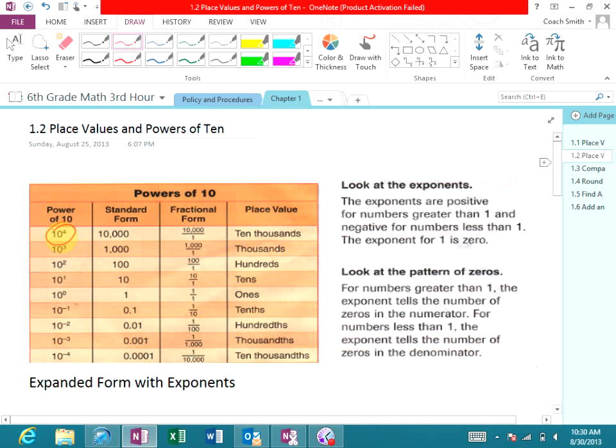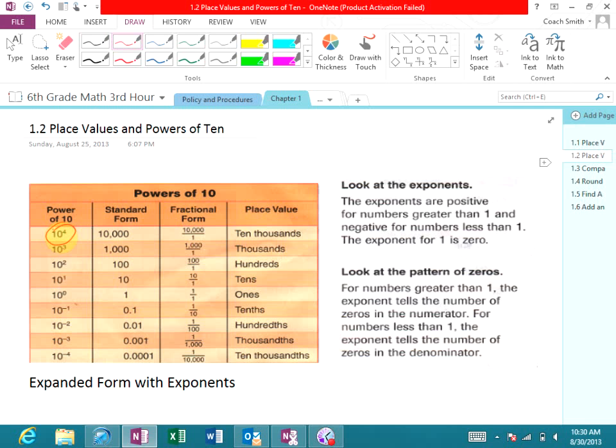10 to the fourth power, written in standard form, is 10,000. Written in fractional form, as a fraction, it is 10,000 over 1. We rarely write 10 to the fourth power as 10,000 over 1. Here is the place value that represents 10,000. So, all of these you can tell: 10 to the fourth, 10 to the third, 10 to the second, 10 to the first, 10 to the zero power.